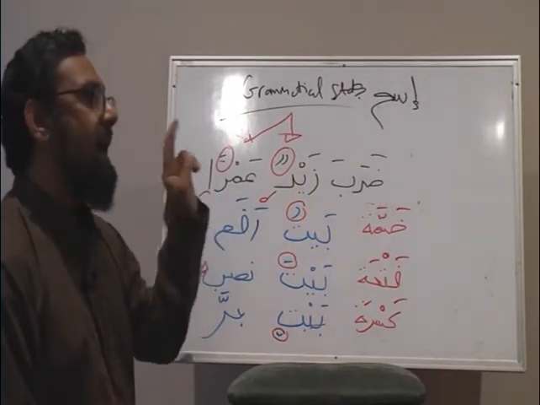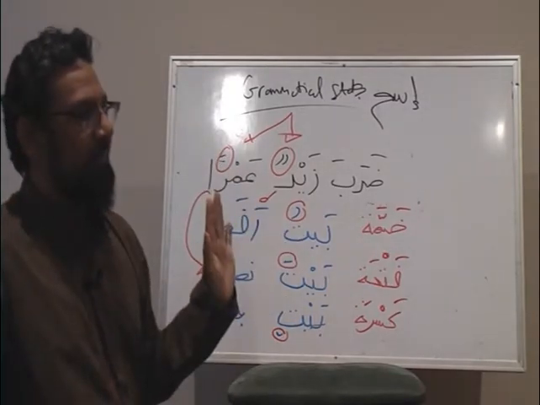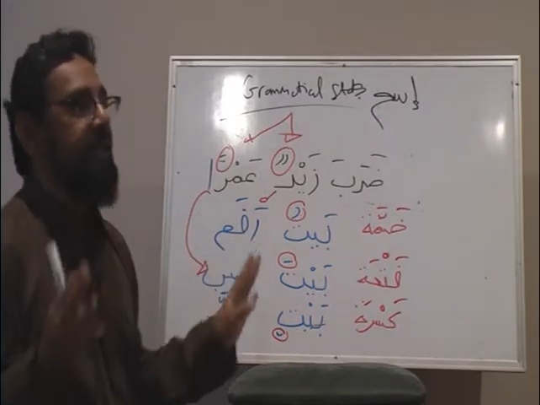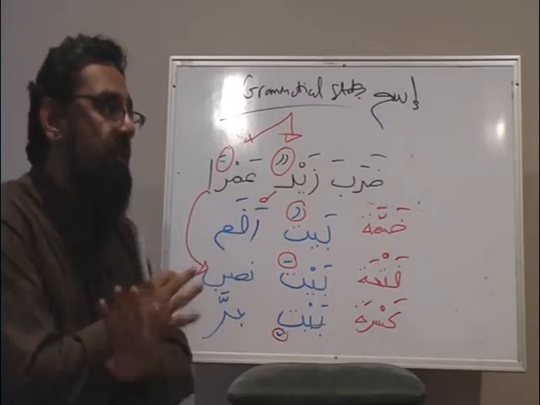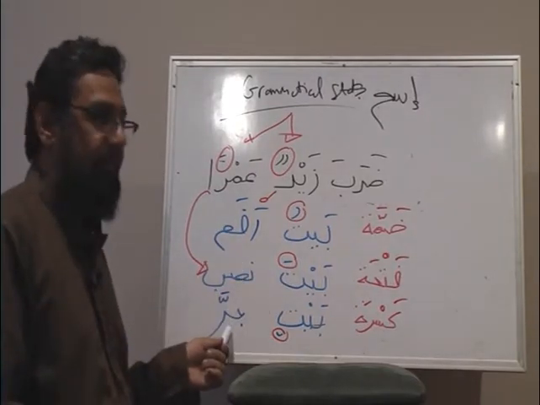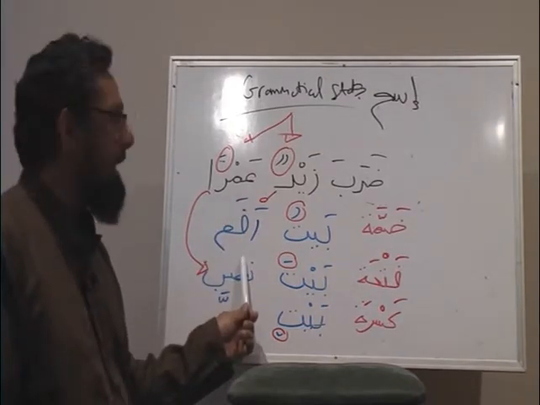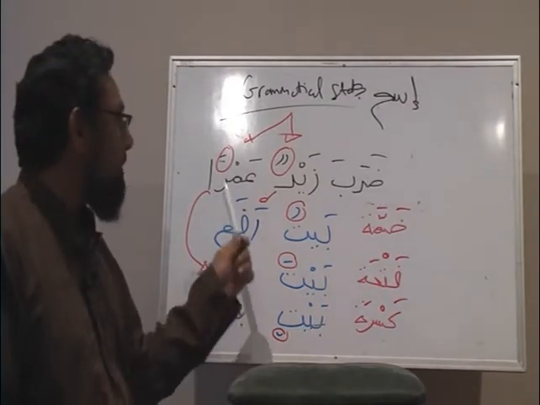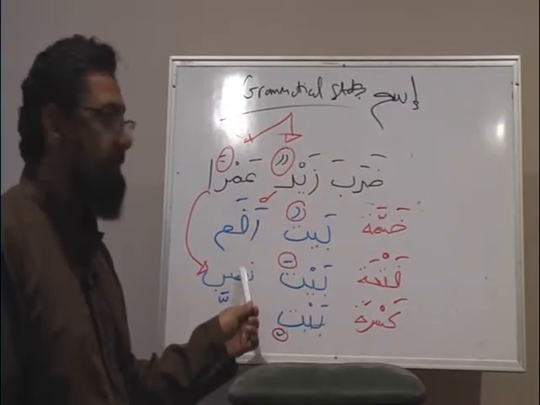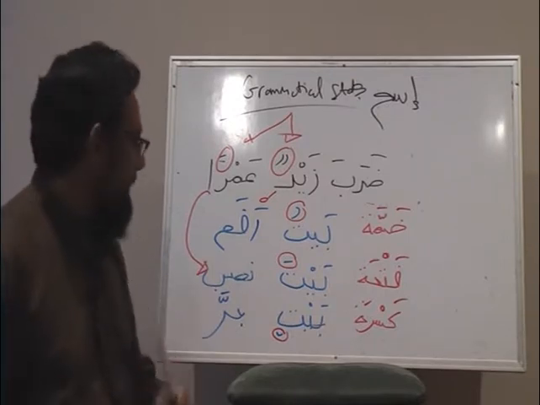In verbal sentences, the subject is always in Rafa, and the object is always in Nasab. Never ever the other way around. It cannot be in Jar. There is no verbal sentence where the subject or the object is in Jar. Subject is always Rafa, object is always Nasab. And in most instances, the Rafa is reflected by a Dhamma, and in most instances, the Nasab is reflected in the Fatha.